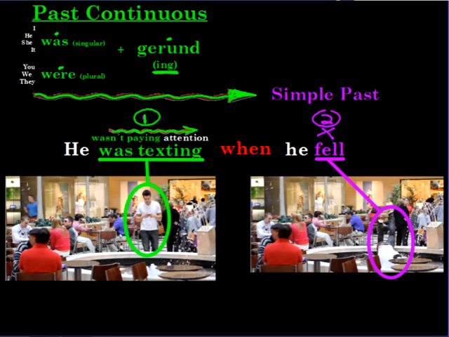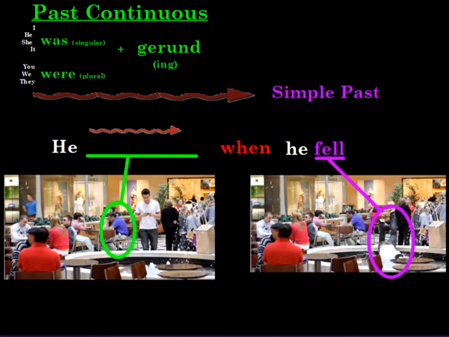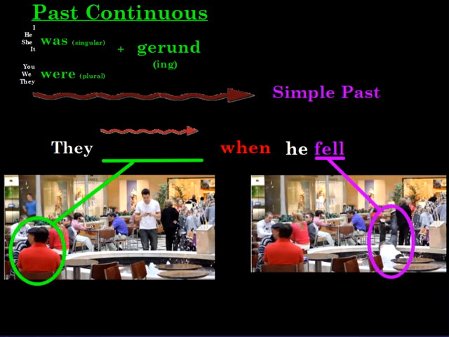Okay? Now, let's see if we can remember what some of the other people were doing when the guy in the white shirt fell. For example, the man in the blue shirt, what was he doing? Well, he was reading when he fell. So the man in the blue shirt was reading when he fell. But what about the other two that we looked at? The gentleman in the bottom left-hand corner. What were they doing? Well, they were talking when he fell. Again, I'm using were because the subject is plural, they. So they were talking when he fell.